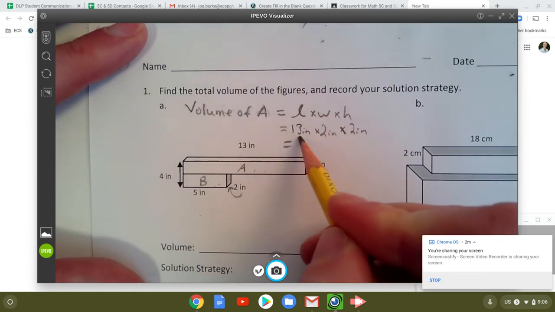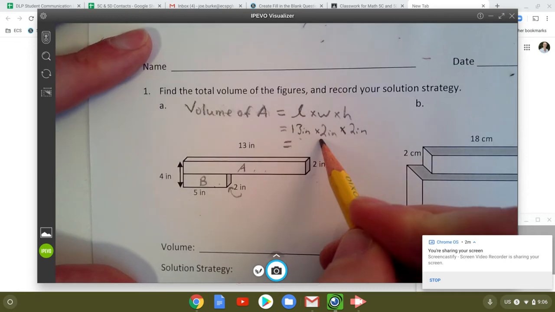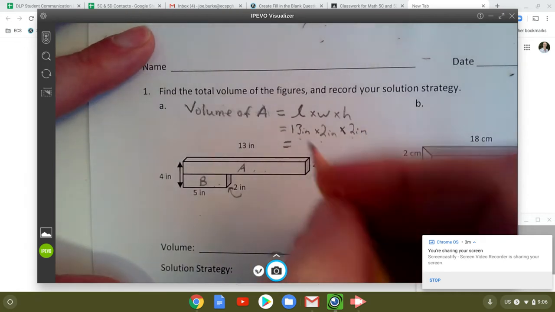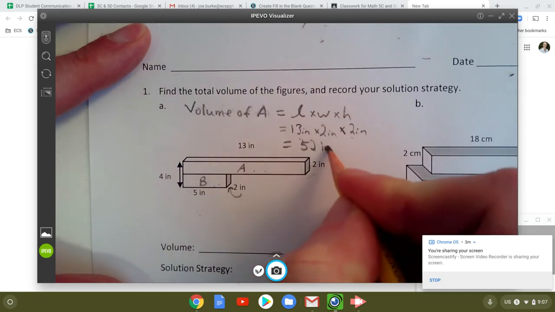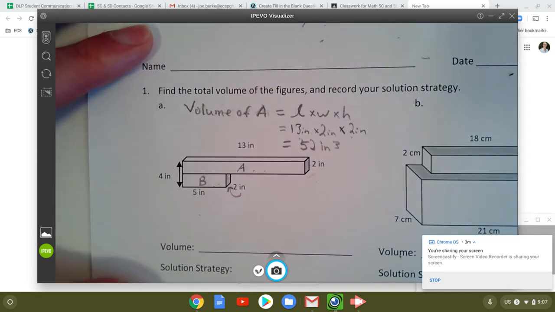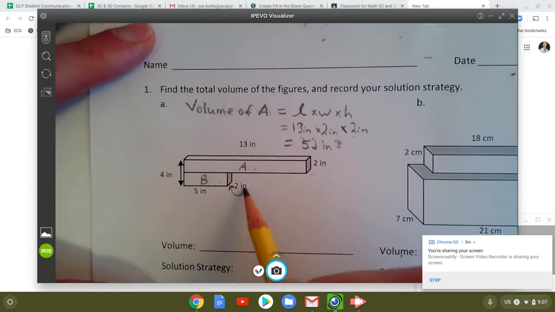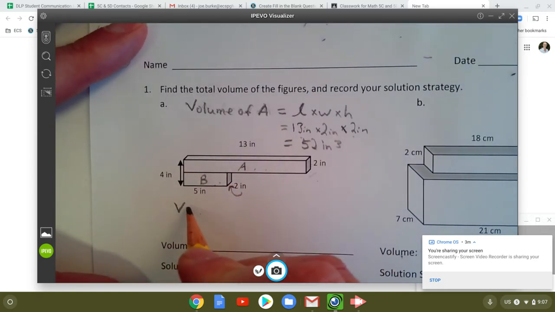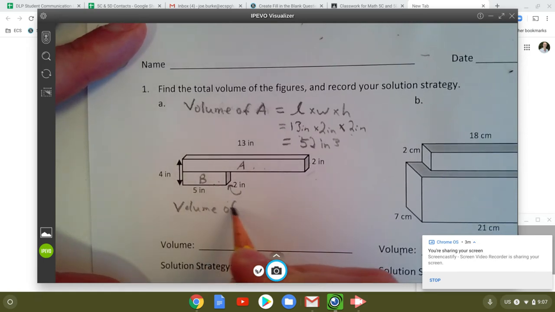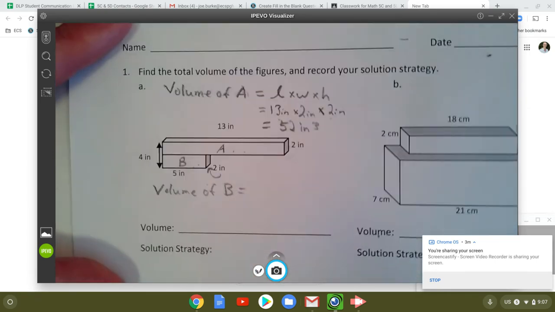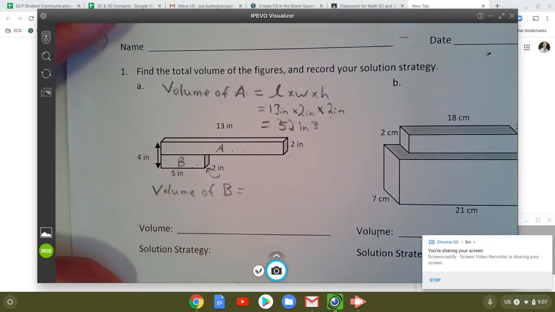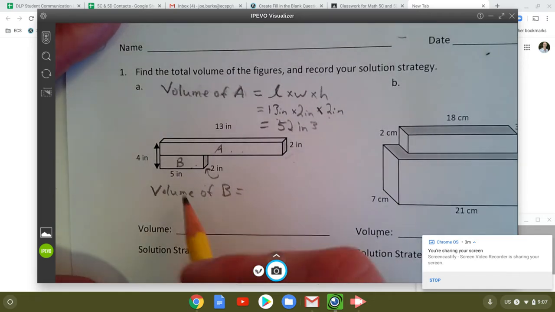So we have 13 times 2 is 26. 26 times 2 is 52. So this would be 52 cubic inches. Now we need to find the volume of B. You might need a piece of notebook paper to help with this. I might not be able to squeeze everything onto the paper like I am here. This, by the way, is just the homework from this lesson, which I haven't asked you to do, but I was just looking for some more problems.